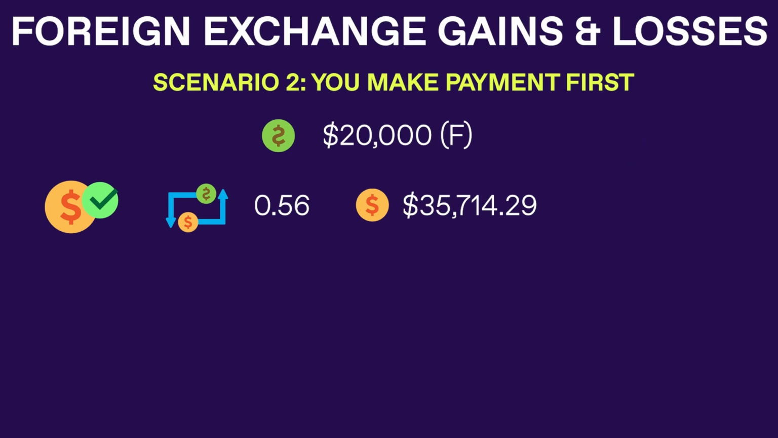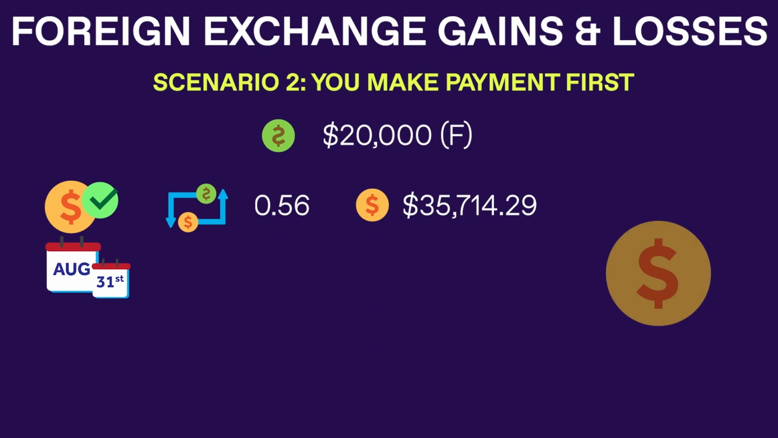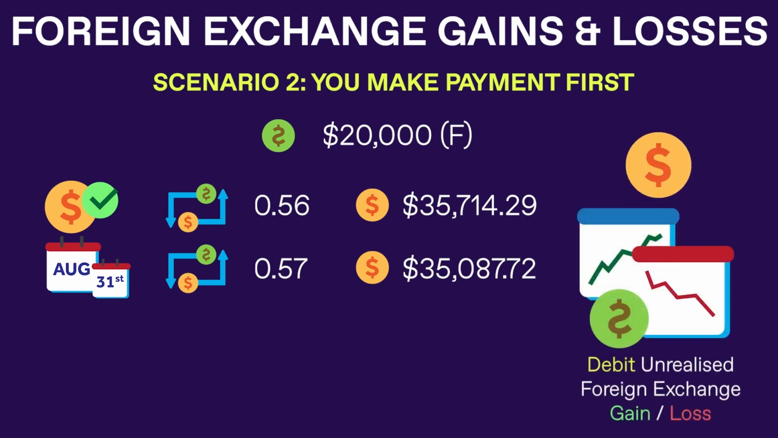Now we move to the end of month. We haven't received any invoice and we haven't made any more payments. But at the end of month, the foreign exchange rate is actually more valuable than what it was previously. So the $20,000 foreign currency is still sitting there as a deposit. The exchange rate is now 0.57, which means in our currency, the $35,714.29 we originally paid is only worth $35,087.72.